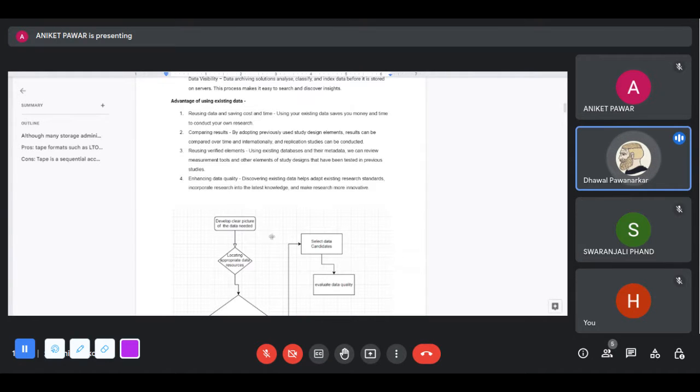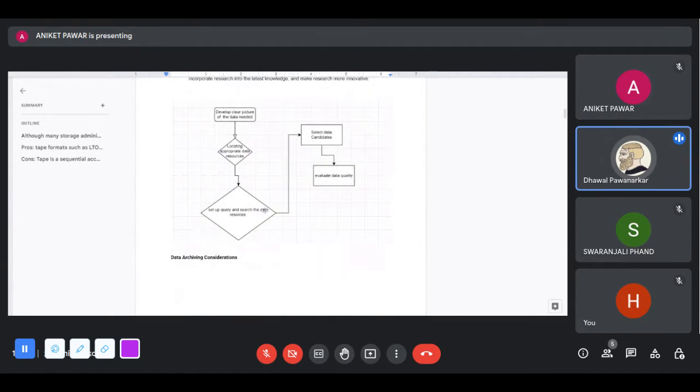This is a flow chart of how the system works. Firstly, we need to develop a clear picture of what data we need to archive. Then we need to locate the proper resources for it. Then we set up a query and search the data resources. Then we select the proper candidates for data archiving, and then we evaluate our data quality.